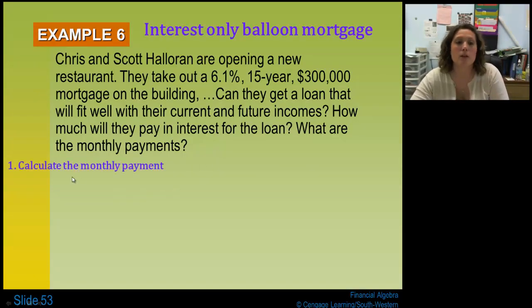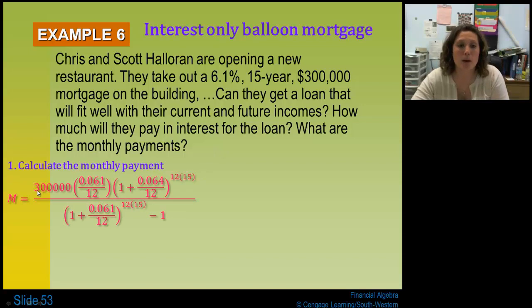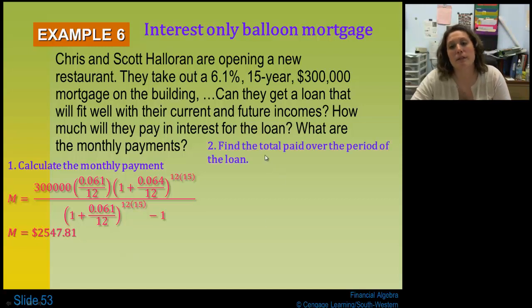So calculate the monthly payment. So again, $300,000 times the rate divided by 12 plus 1 plus the rate. That should be a 1 in there. Please change that to a 1. 12 times 15-year loan over 1 plus 0.061 divided by 12 raised to the 12 times 15 minus 1. And they end up with a monthly payment of $2,547.81.